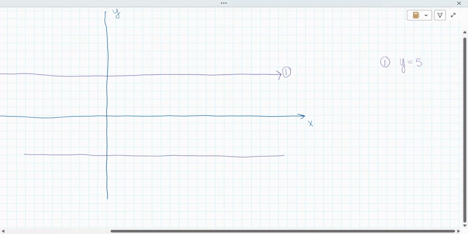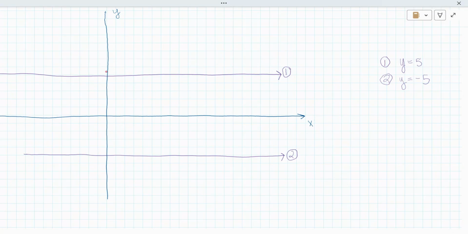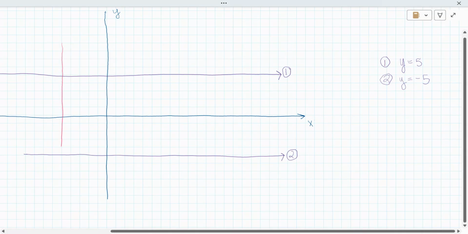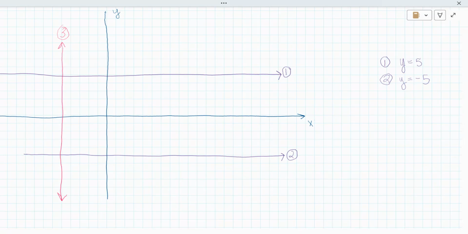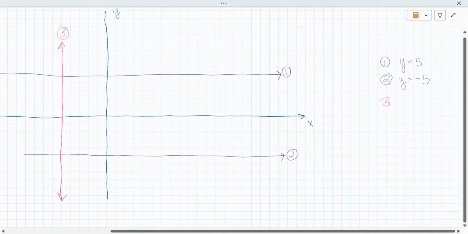Here is my other horizontal line, and this is line number 2, and this is the equation y equals negative 5. So now I'm going to move on to the 2 vertical lines. All right, so I'm going to do a vertical line at x equals negative 5. So this is line number 3. Now, of course, I'm just trying to show you, you want to extend your lines all the way through the graph, okay? So for a vertical line, this would be the equation x equals negative 5.